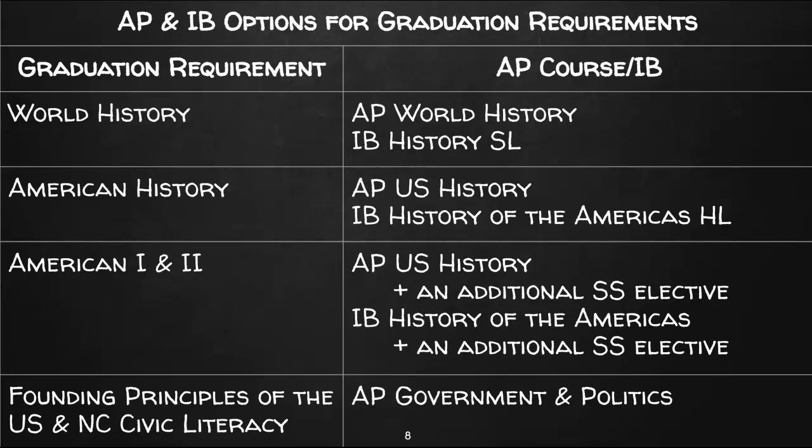Here are the AP and IB options for graduation requirements. For World History, AP World History or IB History SL. American History, AP US History or IB History of the Americas HL. American History 1 and 2, AP US History, an additional social studies elective, or IB History of the Americas and an additional social studies elective. Founding Principles of the U.S. and North Carolina Civic Literacy, or Civic Literacy, AP Government and Politics.